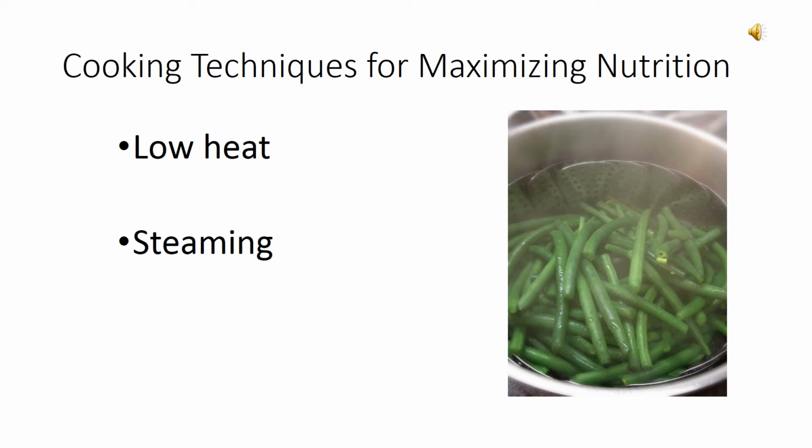Minerals tend to be a bit more stable, but vitamins and antioxidants tend to be lost to some degree when cooking. So to prevent a high loss of nutrient intake from fruits and vegetables, cooking them at low temperatures is very effective at retaining those nutrients. One method of doing this is steaming.